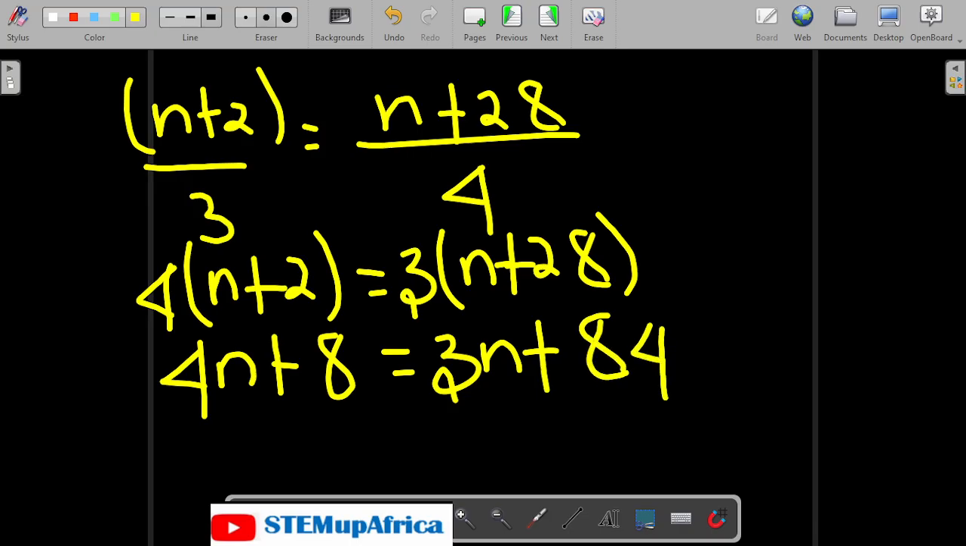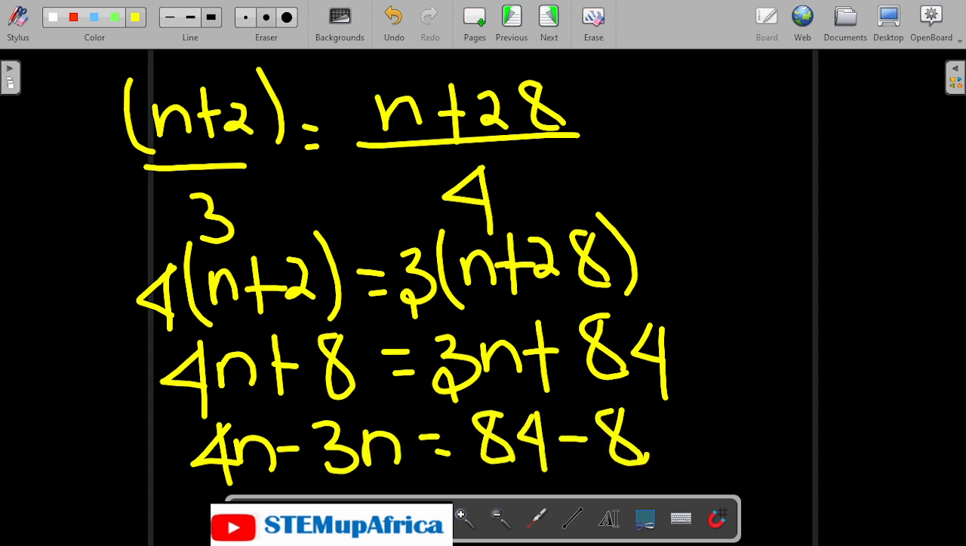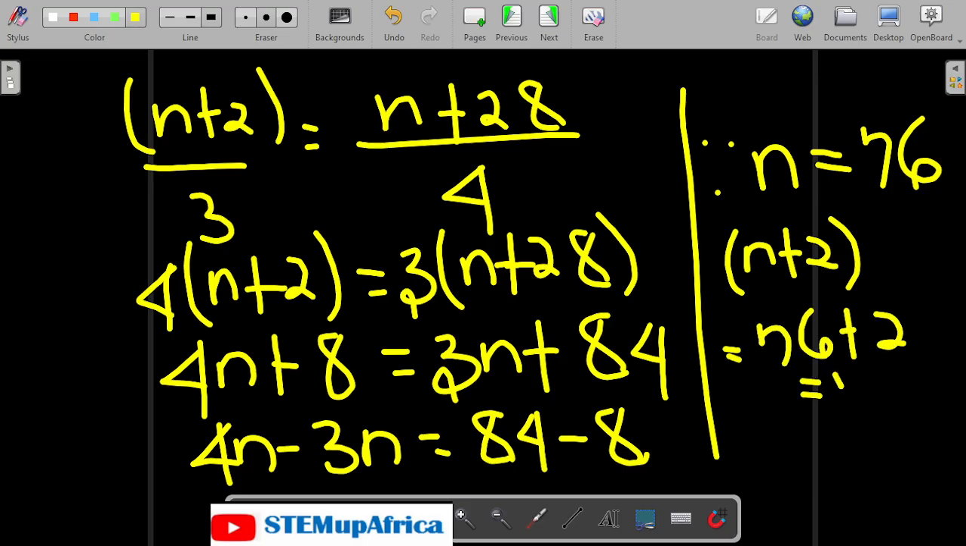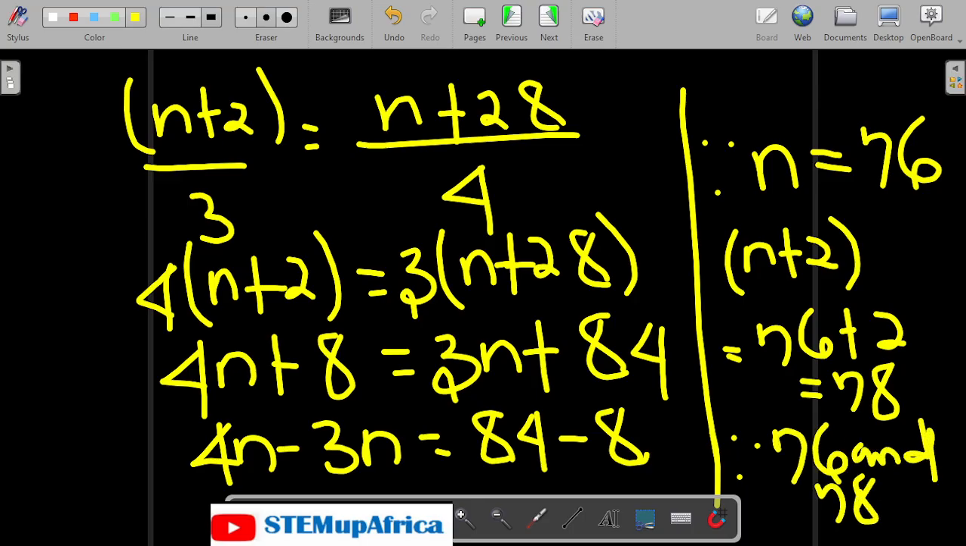To find n, I will collect like terms. I'm having 4n minus 3n is equal to 84 minus 8. Therefore, my n equals 76. So if this is the first consecutive number, where's the other one? The other one was n plus 2. So I'm going to have 76 plus 2, which will give us 78. Therefore, the numbers are 76 and 78. So that's the solution to question 8.